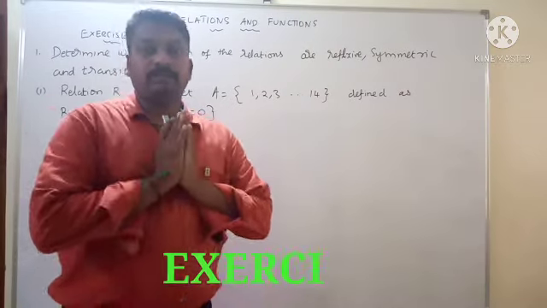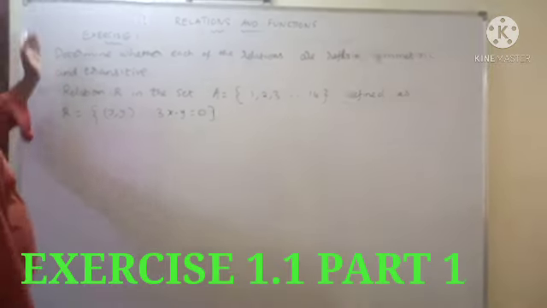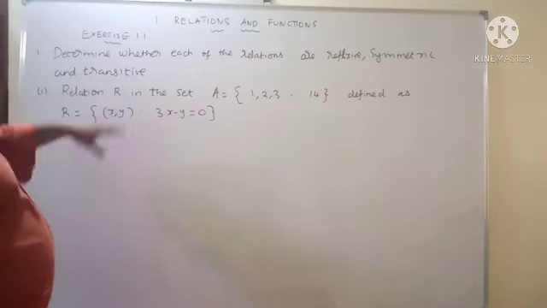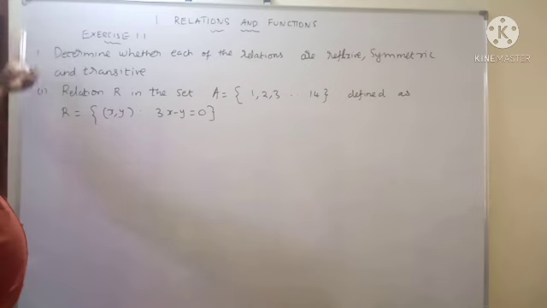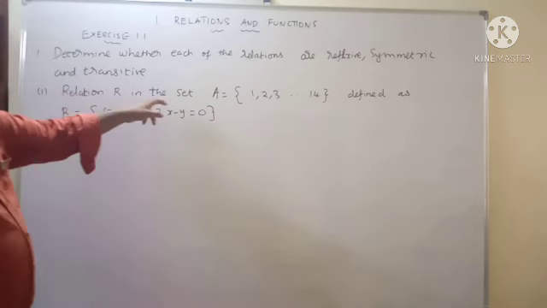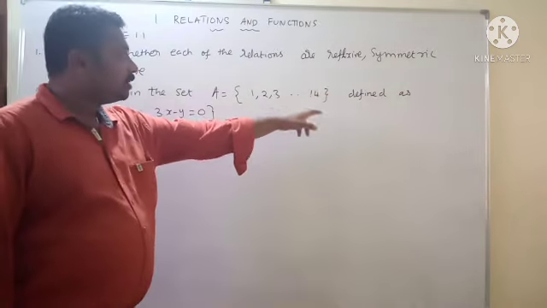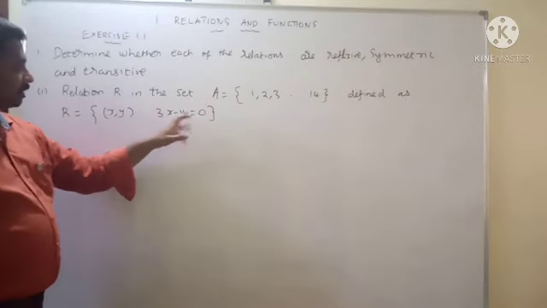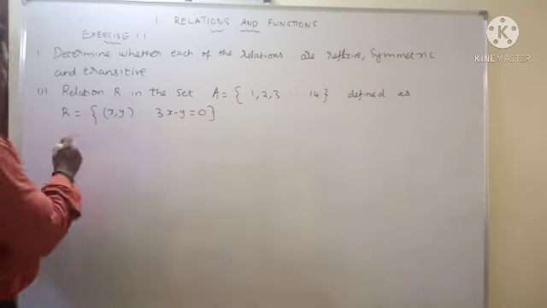So we come to the first exercise, first question. Determine whether each of the relations is reflexive, symmetric and transitive. The first one: relation R in the set A equal to 1, 2 up to 14 defined as R equal to (x, y) such that 3x minus y equal to 0. So we will check.